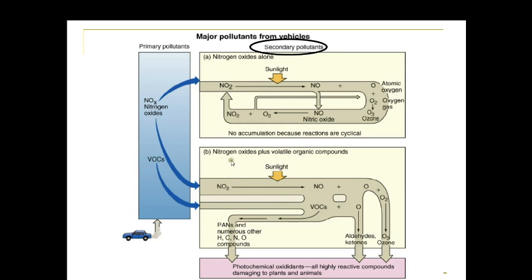If you combine nitrogen oxides with VOXs, again, you start with NO2, put some sunlight in, you get NO out. Combine it with O and you can get O3. Combine it with O and some VOXs and you can get things like aldehydes and ketones out, or many, many other compounds. And all of these are highly reactive compounds that damage plants and animals.